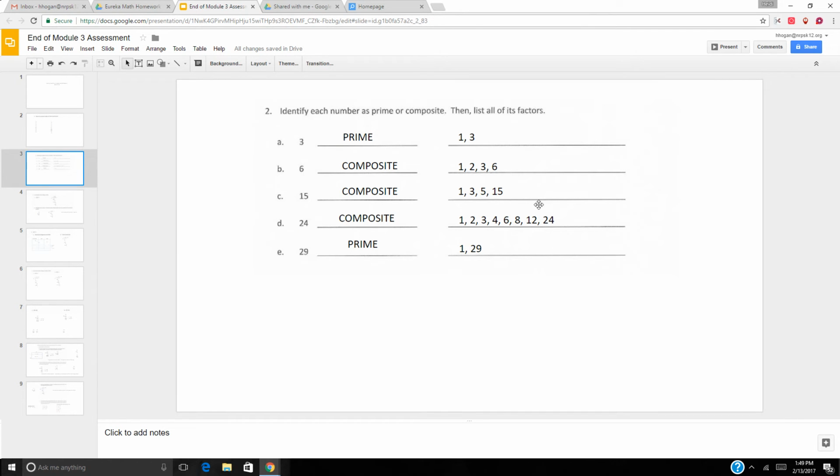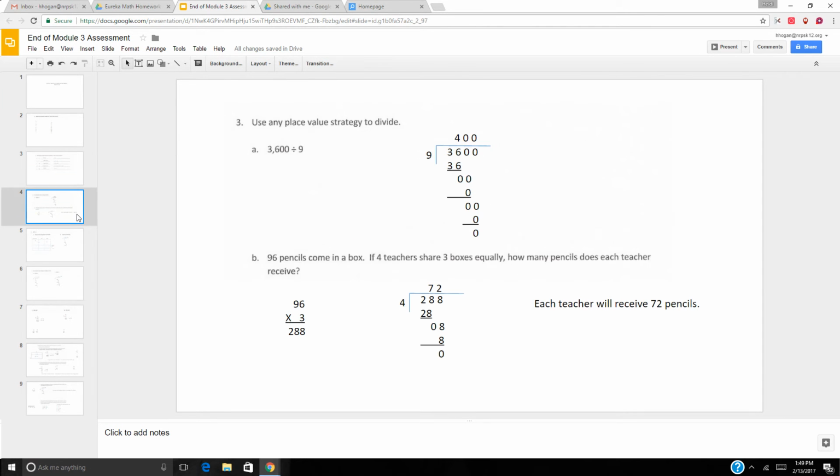24. 1 times 24 is 24, 2 times 12 is 24, 3 times 8 is 24, and 4 times 6 is 24. Whenever we're trying to do factors, we go in order. 1, 2, 3, 4. Could it be 5? We go in order from 1 moving upward to check to make sure that we have every single factor. That makes 24 composite. 29. Well, we can only multiply 1 times itself to make 29, which makes it prime.